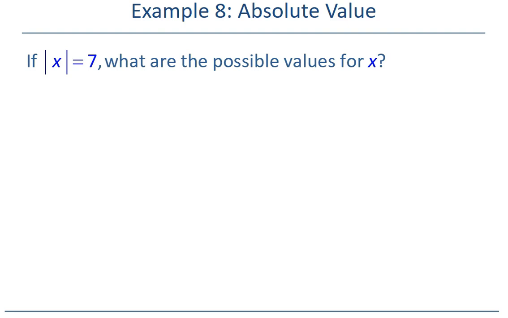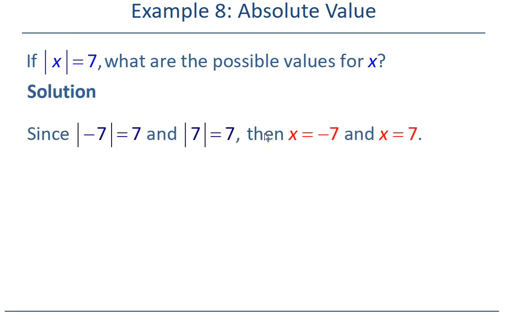Now, what are the possible values for x here? And keep in mind what we've just said. Well, this x could have been a 7, right? That would have given you a 7. But it also could have been a negative 7. That would have given you a 7 as well. And they're showing you that here.